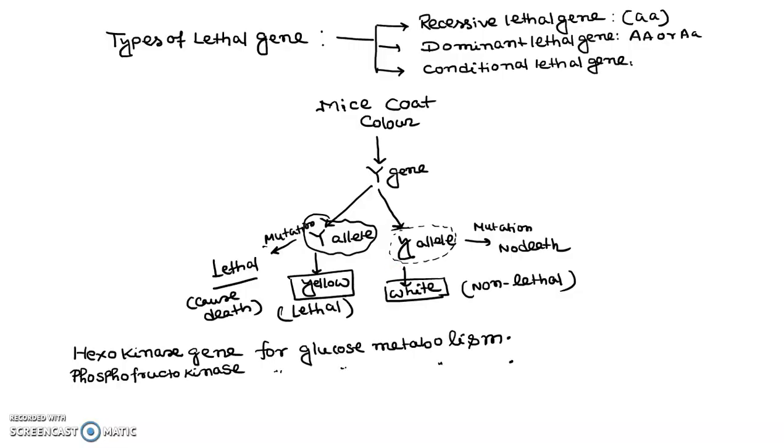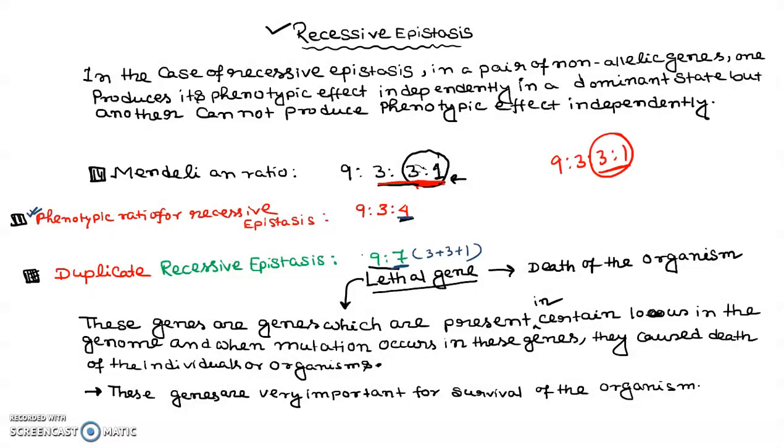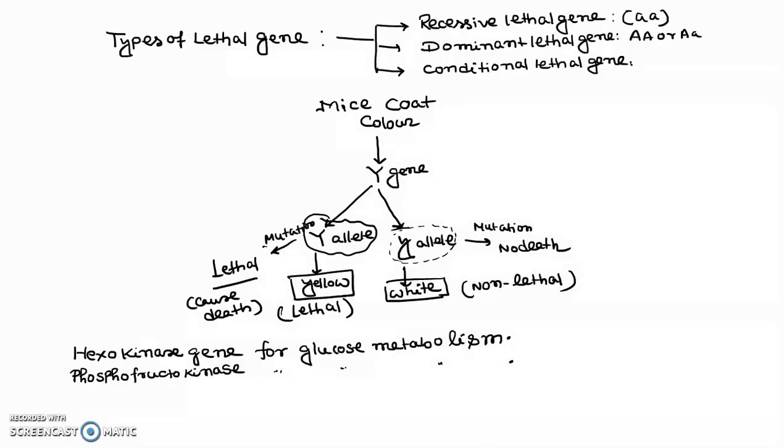Now coming to lethal genes. A gene which causes the death of the organism is called a lethal gene. The types of lethal genes are recessive lethal, dominant lethal, and conditional lethal genes. The hexokinase gene and the phosphofructokinase gene for glucose metabolism are also important examples. In mouse coat color, a mutation in the Y allele causes death of the organism, that is lethal.